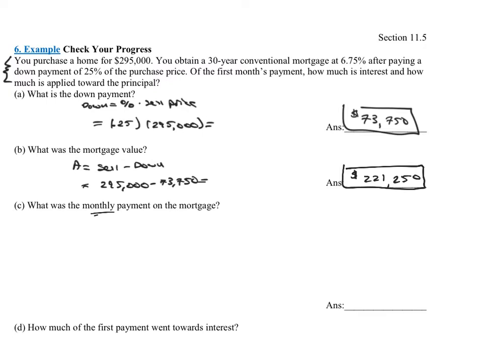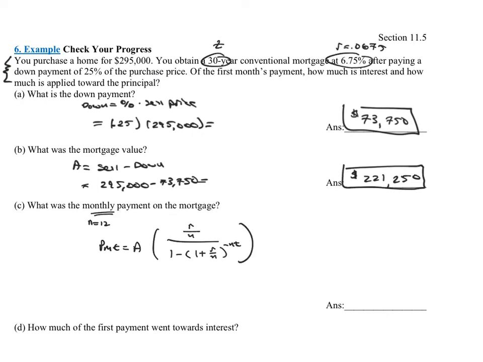Now we need to find that monthly payment. That monthly payment tells me n equals 12. My interest rate is 6.75%, or 0.0675. This is a 30-year mortgage, so T equals 30. And then we want to concentrate on this one. Let's write this formula down. The PMT equals A times R over N, all over 1 minus 1 plus R over N raised to the negative NT. That's our formula.